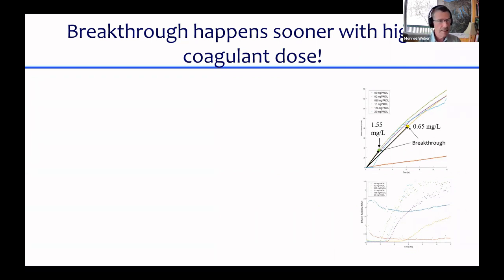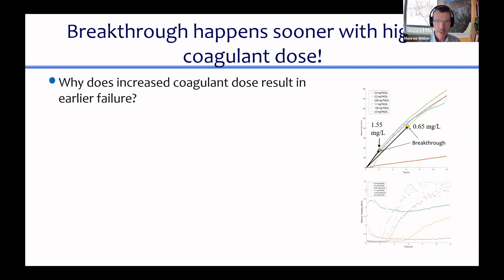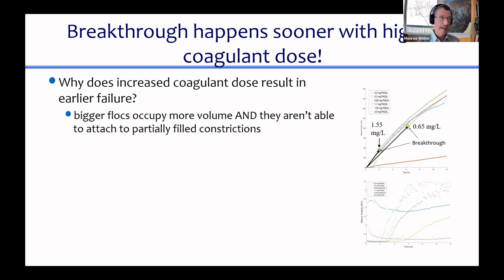Here's another insight from these graphs. Breakthrough happens sooner with higher coagulant dose. So why does the increased coagulant dose result in earlier failure? Why does more coagulant make it not last as long? So here's the hypothesis. If you add more coagulant, then there was a flocculator before this filter, and that flocculator was a relatively small G theta, relatively little deformation of the fluid.